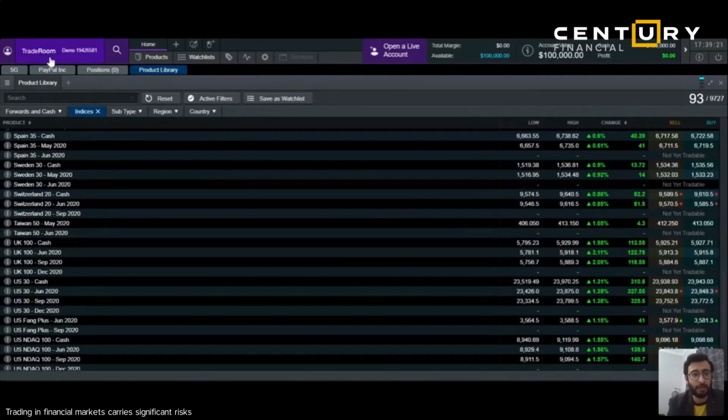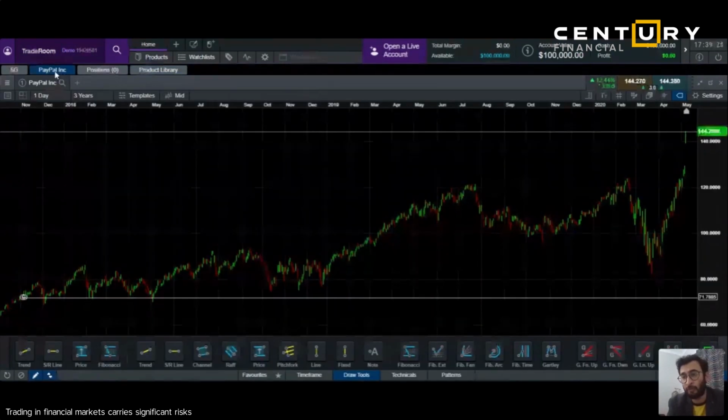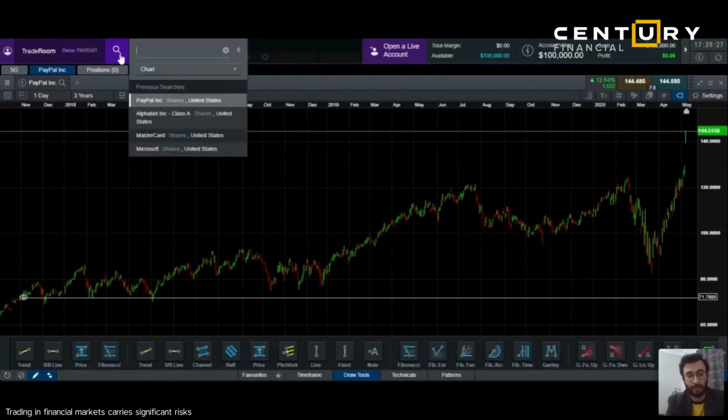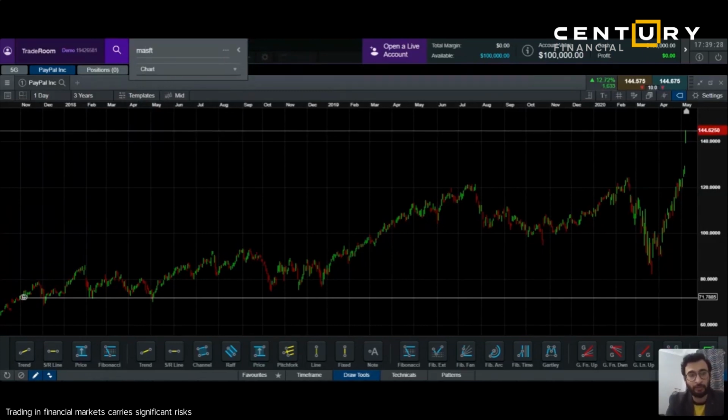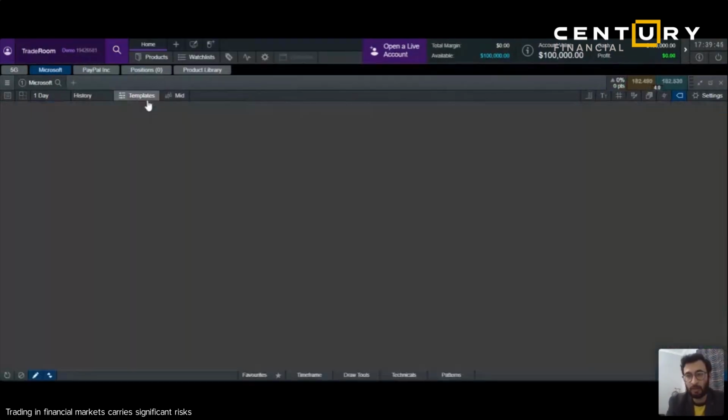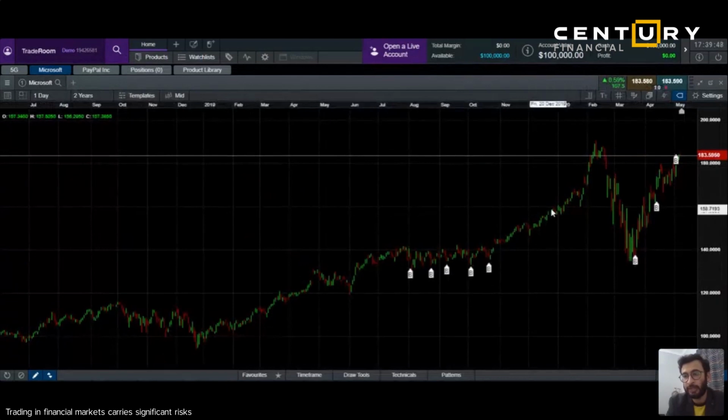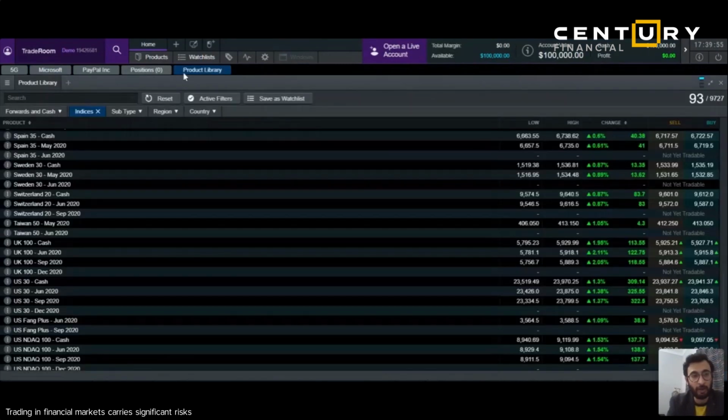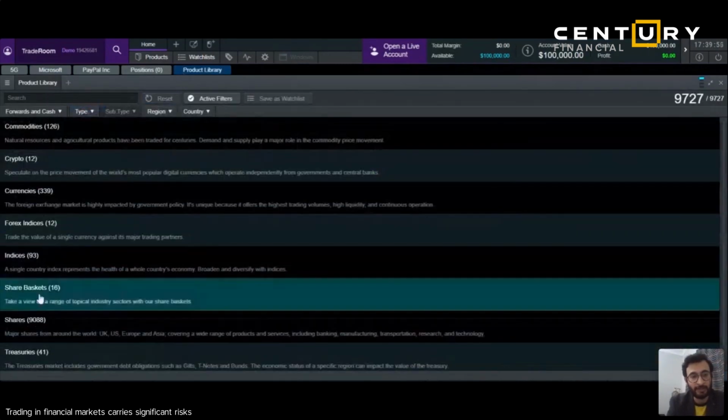So all the stocks we were talking about, even companies like Microsoft or PayPal, are already up. PayPal is 12% up while we are talking. Look at Microsoft, already 183, right? It is up by 0.6%. So a lot of products, you can find in your product library.